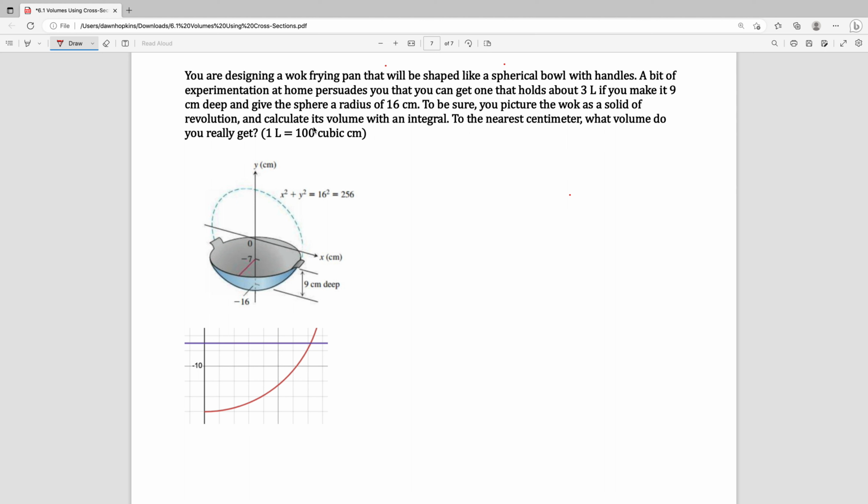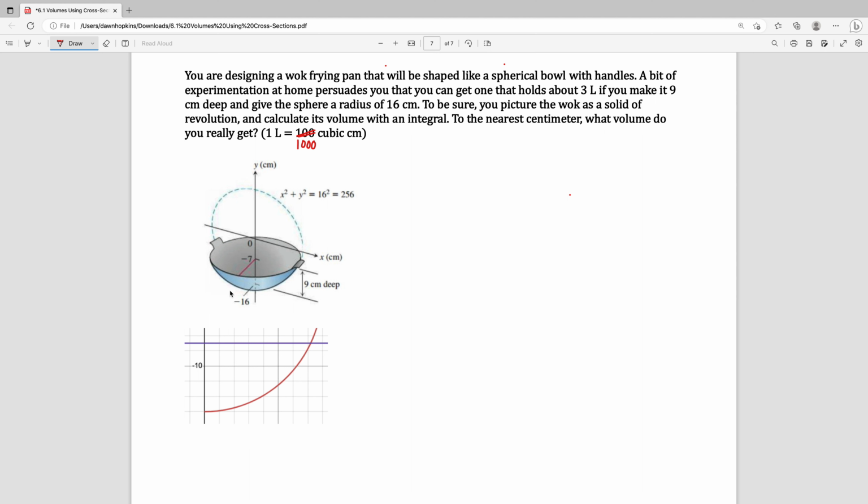And I just noticed I have a typo in my notes. A liter is actually 1,000, not 100 cubic centimeters. So we want to see when we integrate this, when we find the volume, is it going to be about 3,000 cubic centimeters?